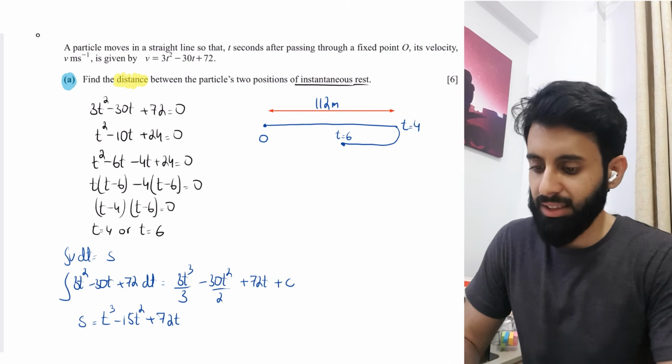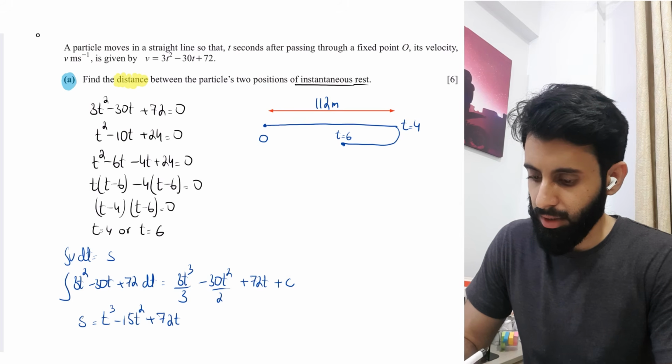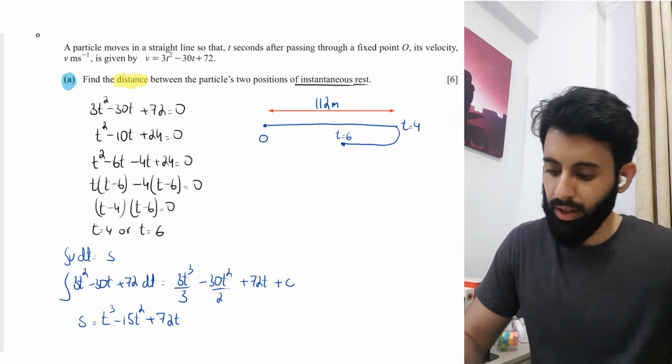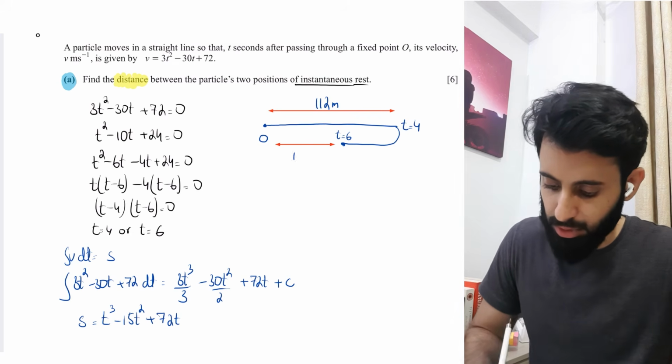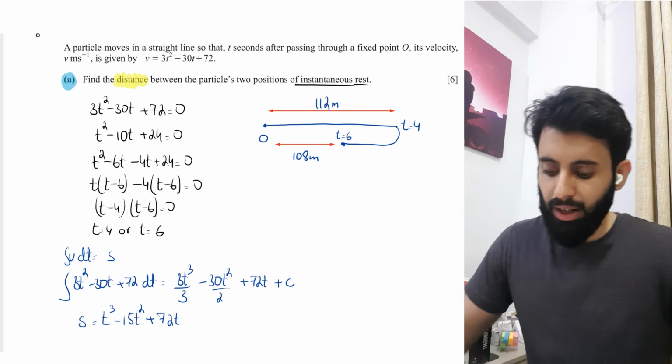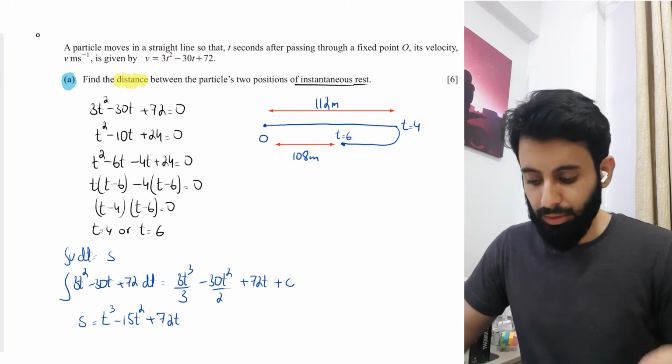And then you plug in 6 in place of t. When you do that, you get 108. Now let's see what these two distances basically mean. At t = 6, the object is 108 meters away from the starting point.